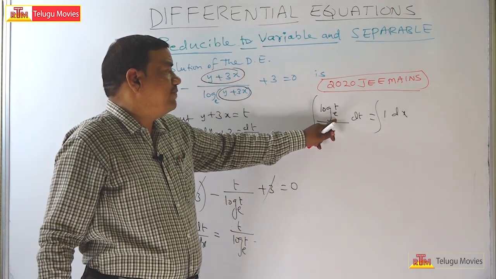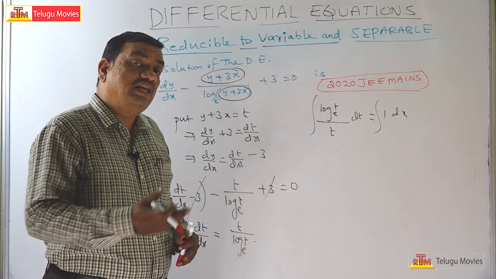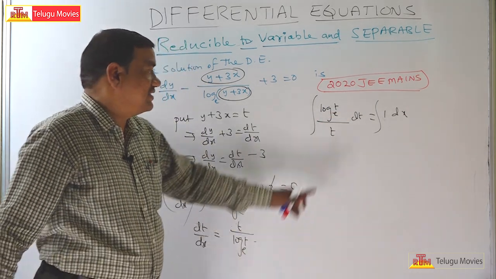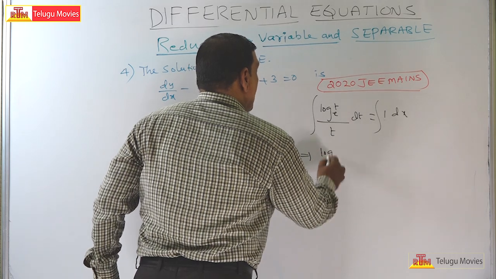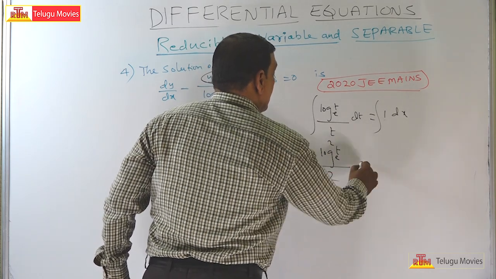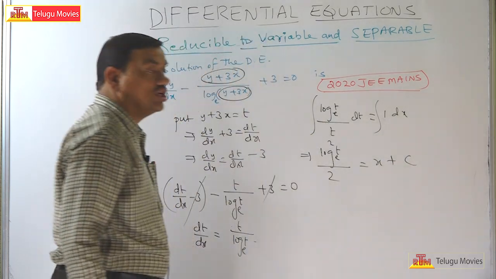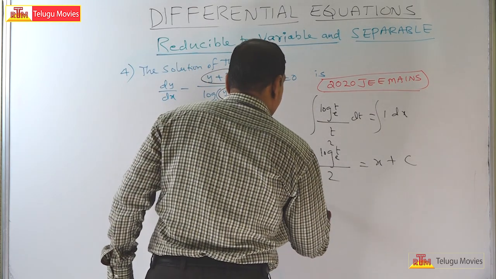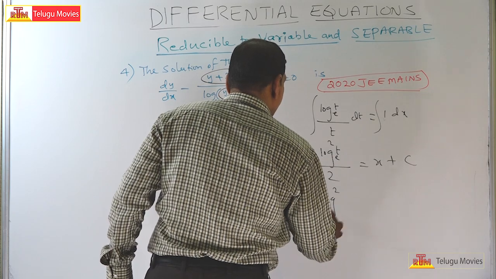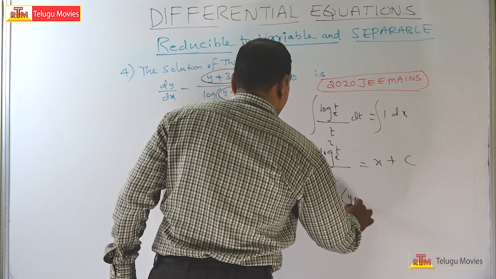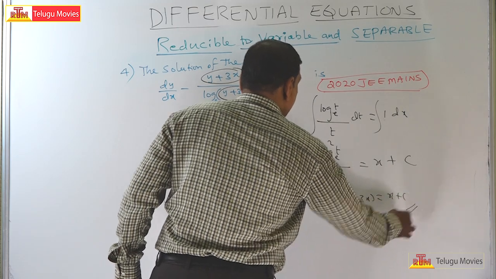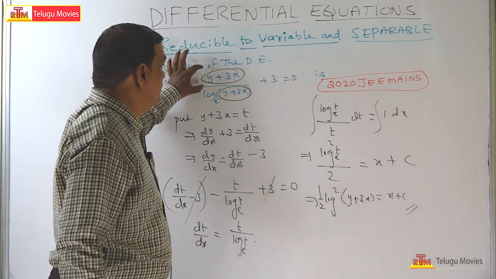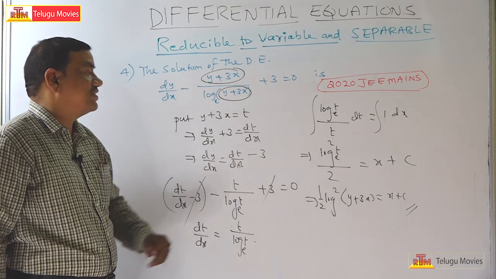Here log t base e divided by t is there. What is the derivative of log x? 1 by x is there. That is why this is nothing but log squared t to the base e by 2 is equal to x plus c, where c is the constant of integration. In place of t, again substitute back: this is 1 by 2 times log squared of (y plus 3x) is equal to x plus c. This is the family of curves whose solution is this differential equation.